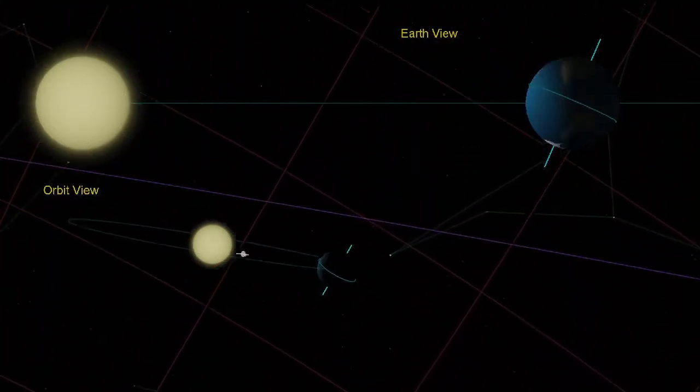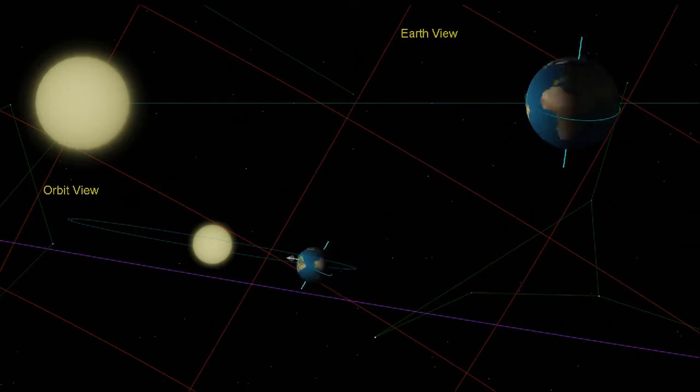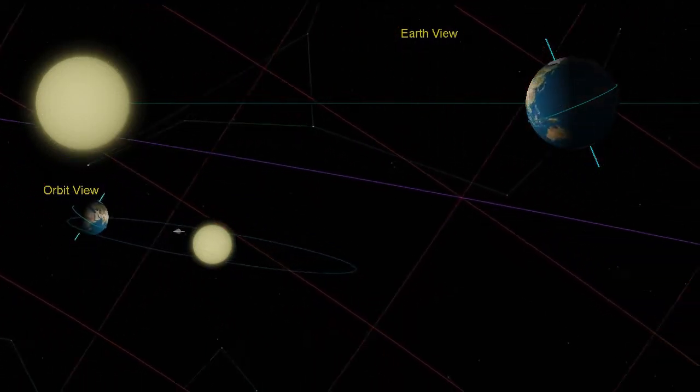So currently, the North Pole is tilted away from the Sun. But as the Earth orbits around the Sun, the axis remaining fixed in its direction, as you can see in the orbit view, from the arrow's point of view, the Earth view at the top, you can now see that the North Pole has swung around and is tilting towards the Sun.